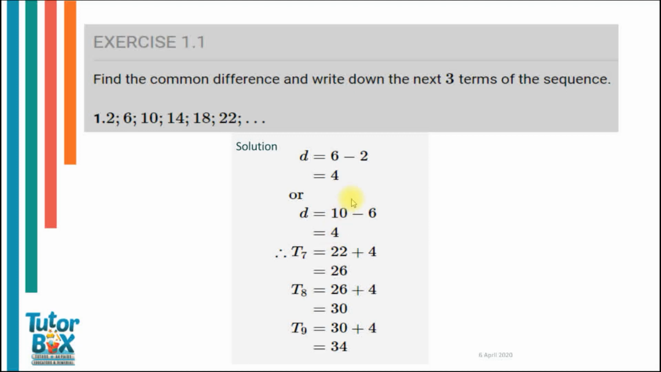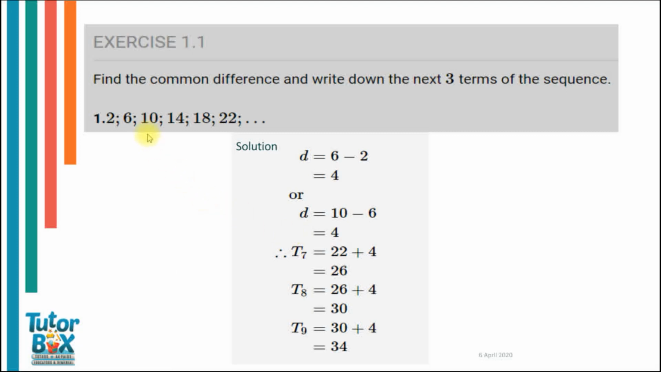Then it says to write down the next 3 terms of the sequence. So we want to find the next 3 terms. This is term 1, the first term here, so that'll be T1. Above 2, you can just put a T1 there. Above the 6, that will be the second term, so you put a T2 there, then T3, T4, T5, T6. We need to write down T7, T8, and T9. T means term, guys, and the little number there shows which term you are referring to. So they want T7, T8, and T9.